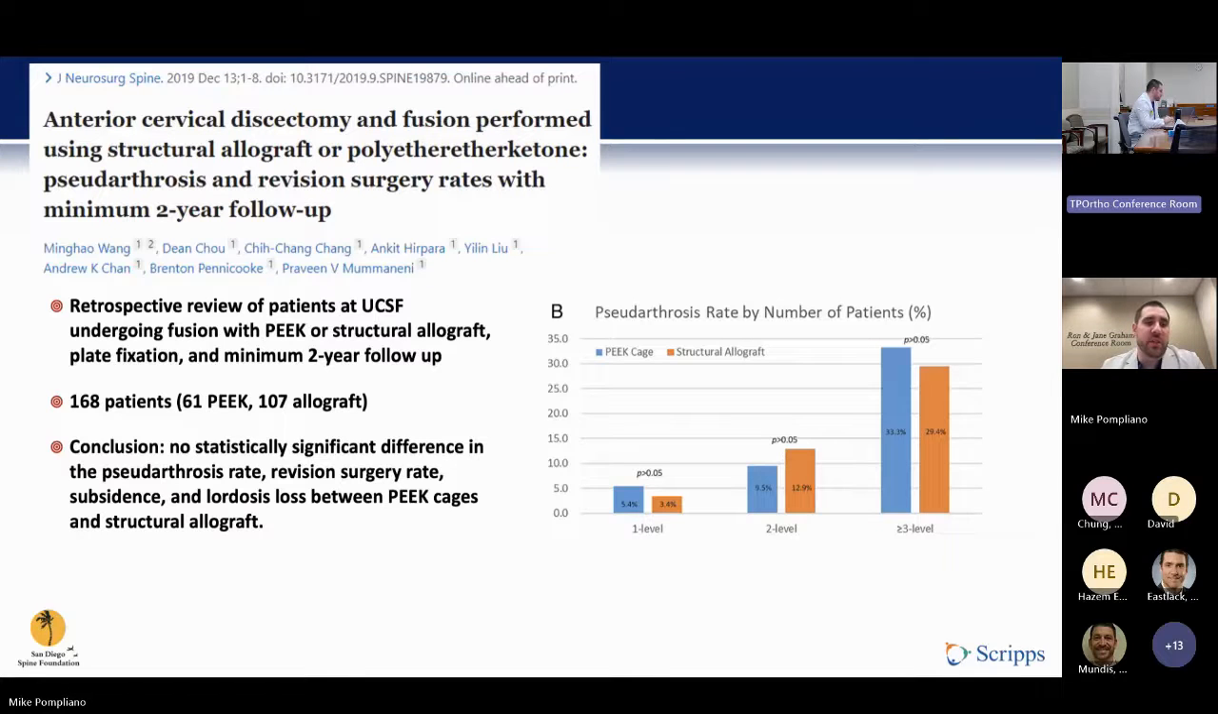This study looked at ACDF. It was a retrospective review based out of UCSF for patients undergoing PEEK versus structural allograft and plate fixation with a minimum of 2-year follow-up. They had 60 PEEK and 100-ish allograft patients, and essentially they concluded no statistically significant difference in pseudoarthrosis rate, revision surgery rate, subsidence, or lordosis loss between PEEK cages and structural allograft.